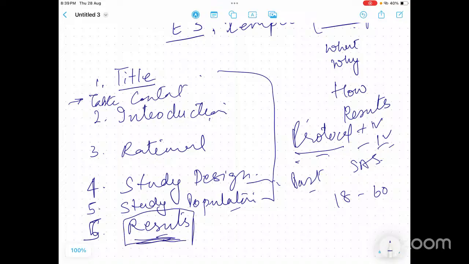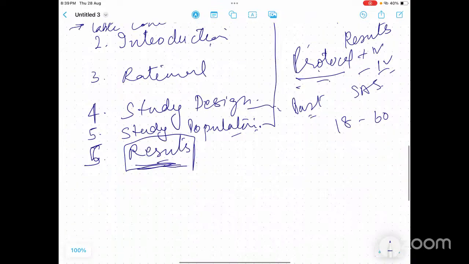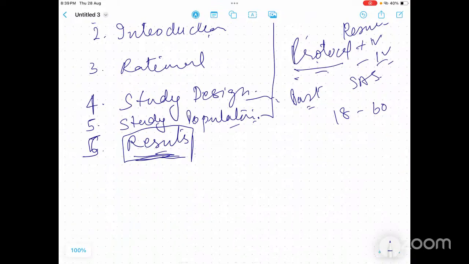So all these sections till this study population you can take from a protocol. That means you need not wait for the result. You can prepare it before. Only thing, do the small changes. Now results in a clinical trial, especially if it is phase 2, phase 3, we have two sections. One is safety, then another is, any guess, efficacy.